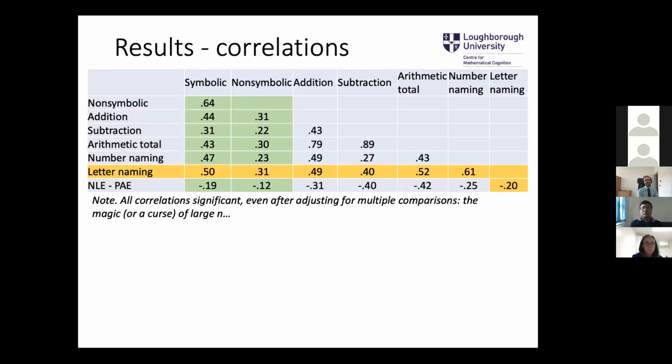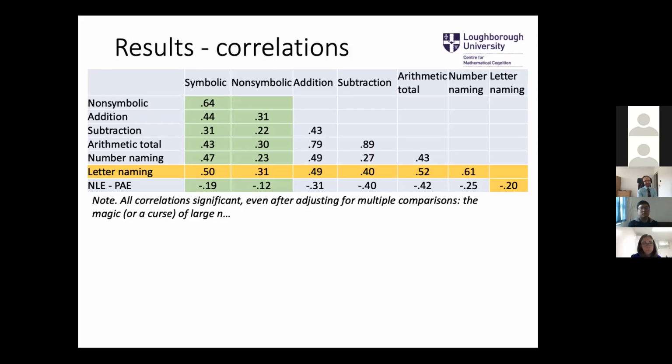But then we have the letter naming task, which is one of the most, let's say, crude discriminant validity measures. It's just that the child was seeing some Latin alphabet letters and was asked to tell which letter it is. And we can see that letter naming actually correlated quite highly with all the other measures we employed.